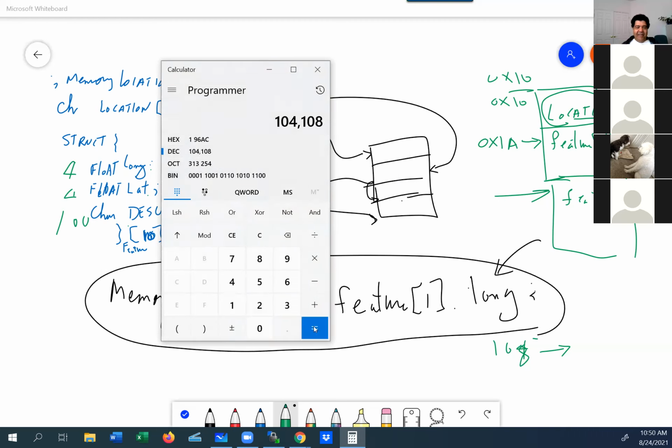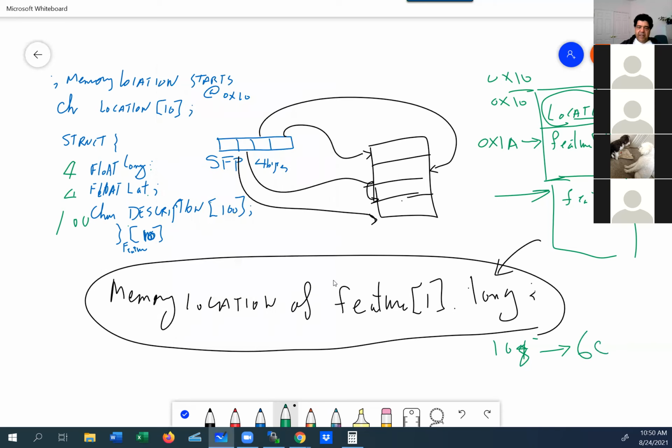108. I'm glad somebody's paying attention. Oh, what happened here? Clear it. Okay, 108 is 6C in hex. This is in decimal. So each one of these elements is 108 or 6C. So I just add 6C to that one. C is 12, A is 10, so it's 22.